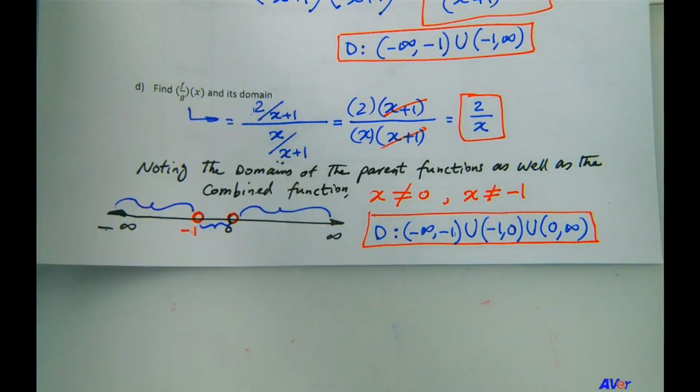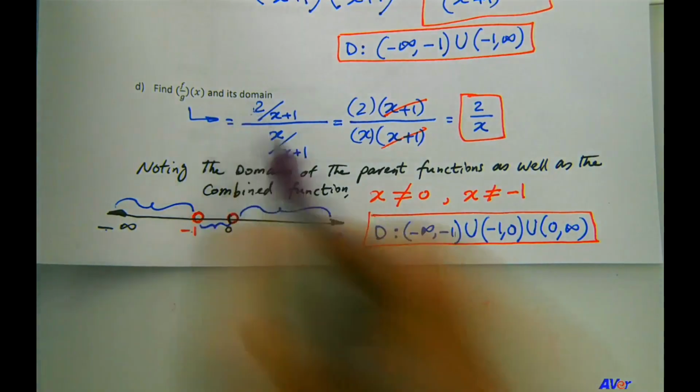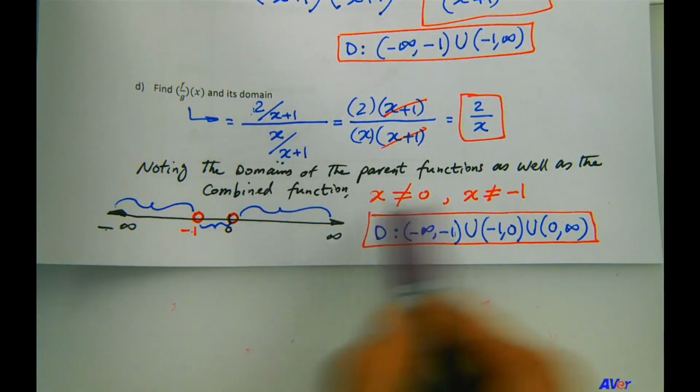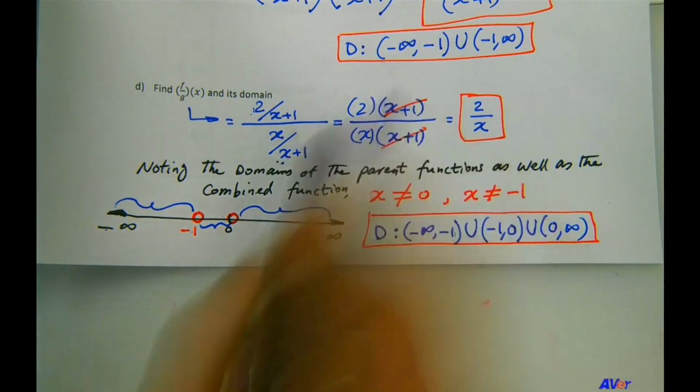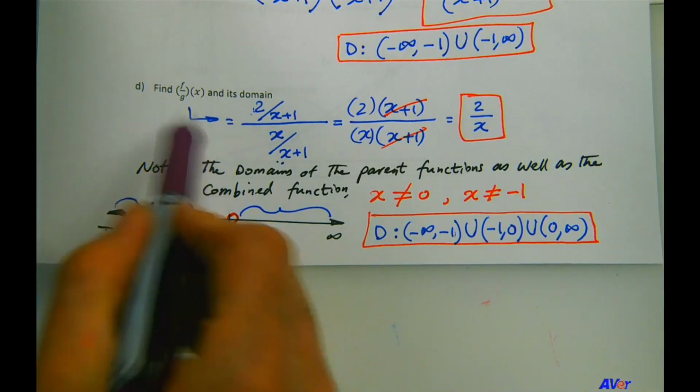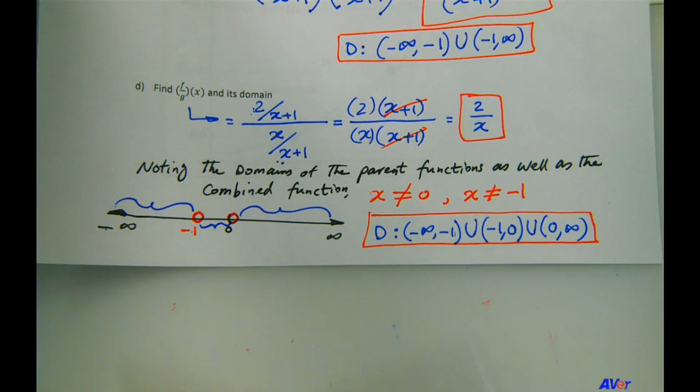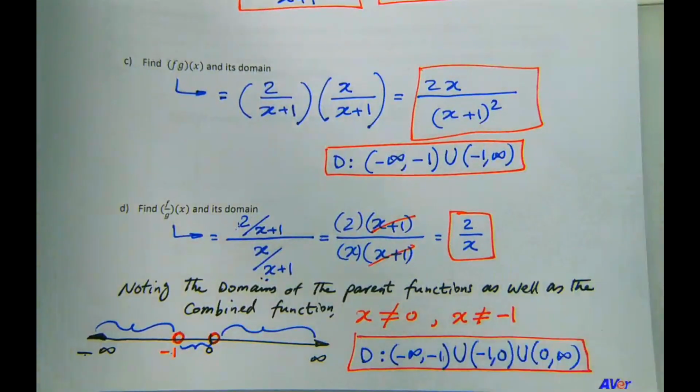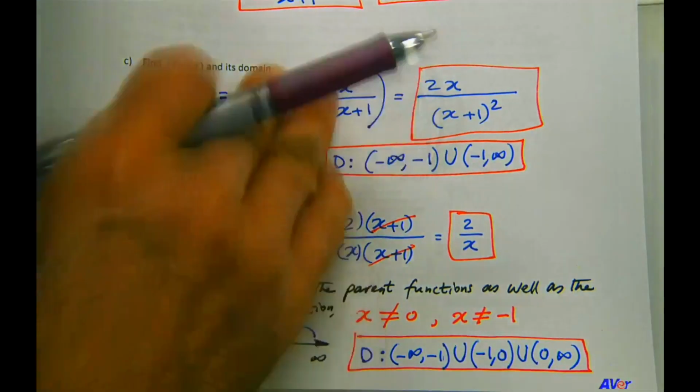So this part D was really neat because we got to simplify a complex fraction and we got to have a new domain, because up to this point the domain didn't change for the parent functions as well as the combined function. It was the same domain, but now we have a new domain, right? Now we have two values that the x cannot take after we divided functions. Okay.